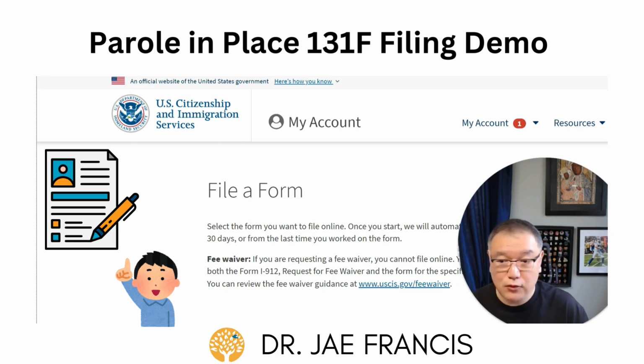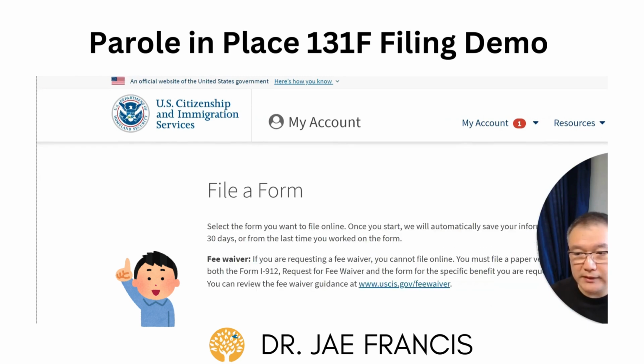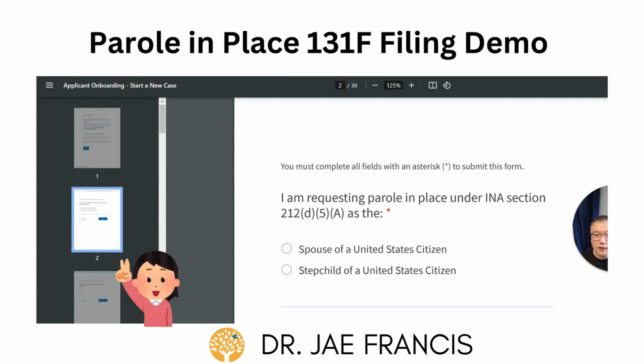Number one, you need to create your My USCIS account and use it. As you can see, here is a sample My USCIS account. Click that, then select file a form online, and you will see the 131F application ready for your use. Number two, you need to provide information about you and then your spouse.